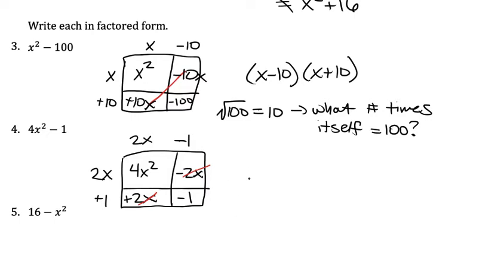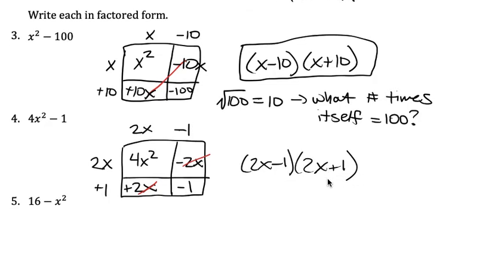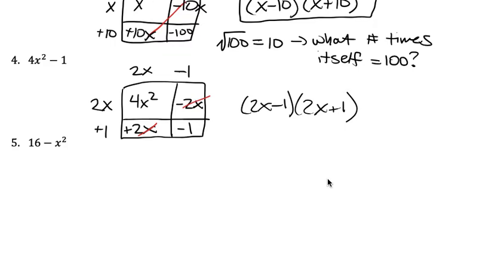So this is my answer for number 3. My answer for number 4 is, oops, not 4. It's 2x minus 1 times 2x plus 1. Now again, I can see this by thinking about square roots. The square root of 4 is 2, and so that goes in front of the x, and the square root of 1 is 1.